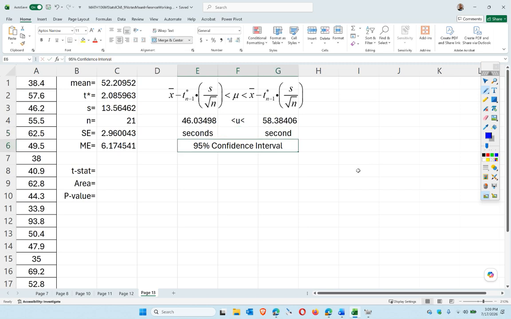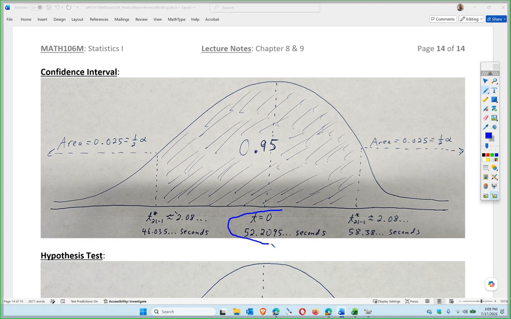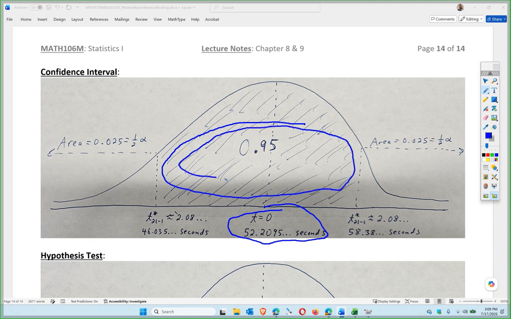Okay, so between 46 and 58 seconds, essentially. Whereas our sample mean was 55.2-ish seconds. That's our picture for a confidence interval. So that is the region we would expect the samples to fall in, essentially. That's why it's a shaded region.